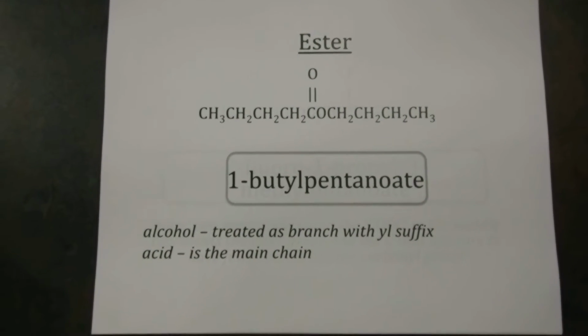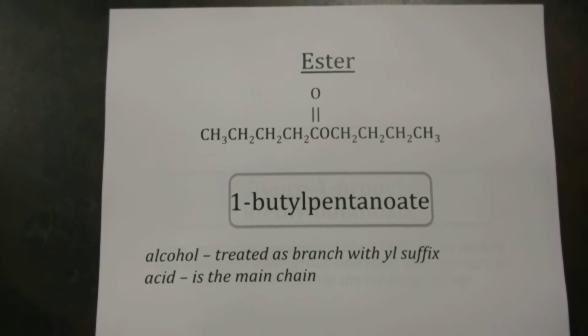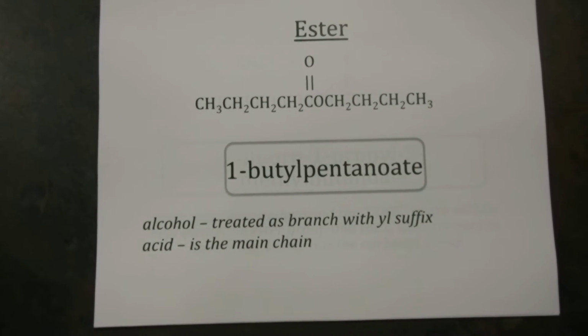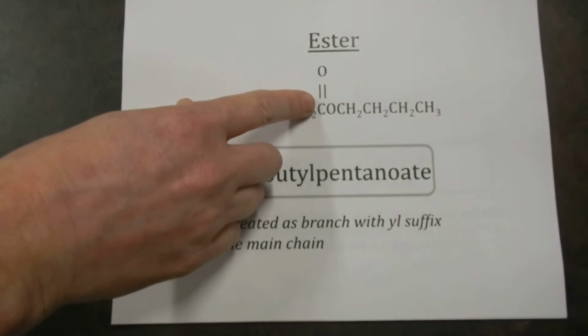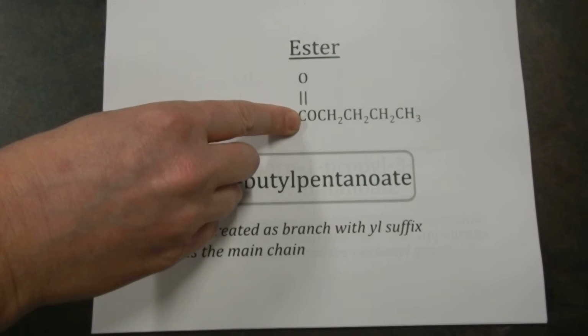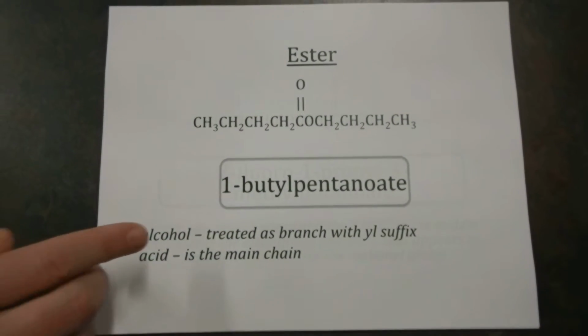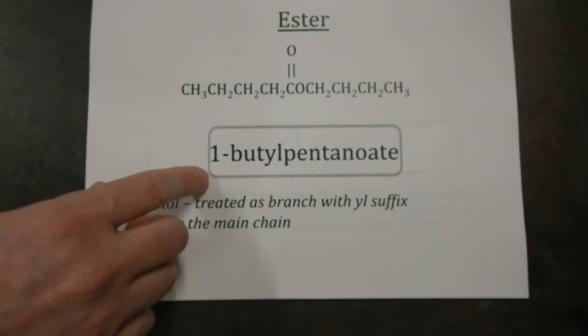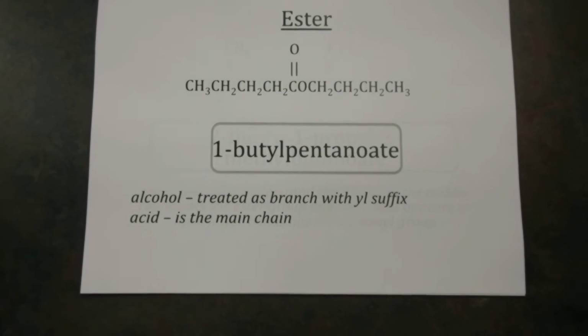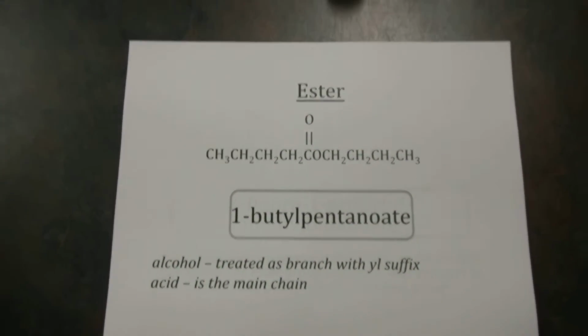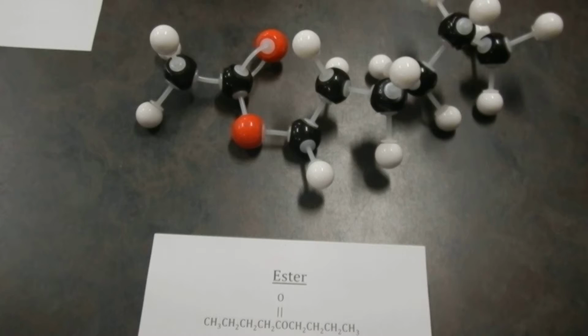All right. We just did carboxylic acids, and now we're looking at esters. They're still based on the carboxylic group. And what we've got here is something called 1-butyl pentanoate. But we didn't have enough of the atoms, so that's not what we made. So we made a different ester.